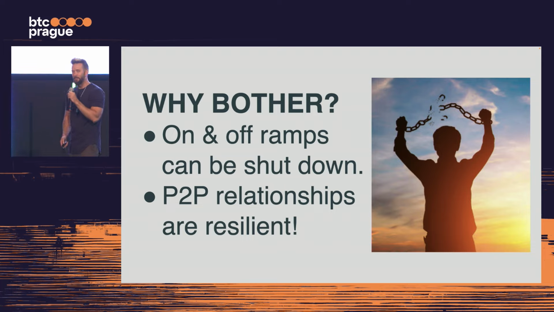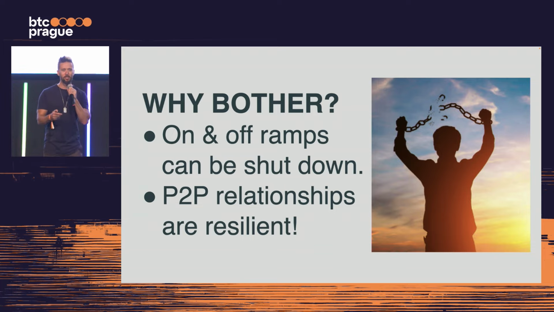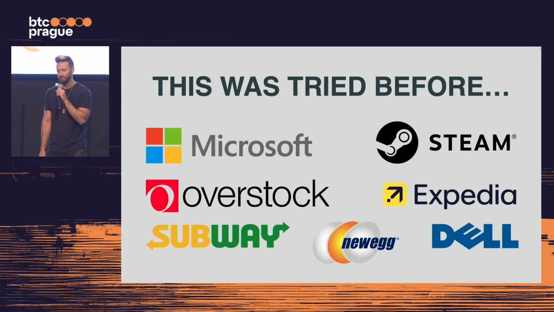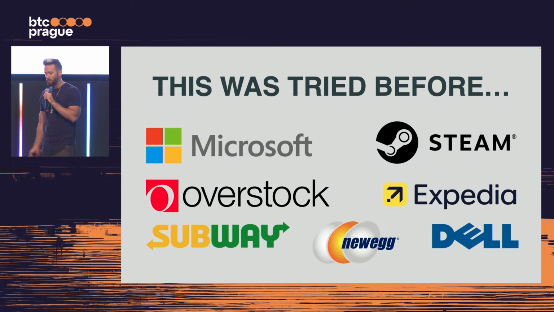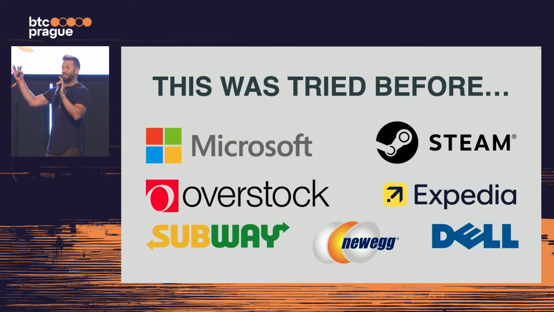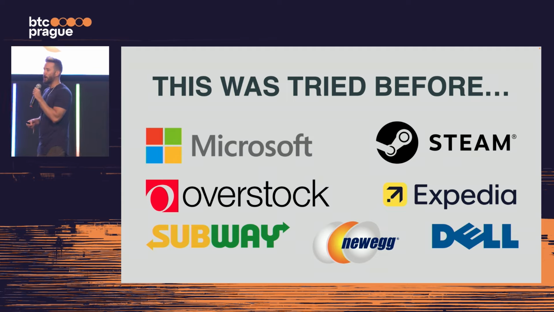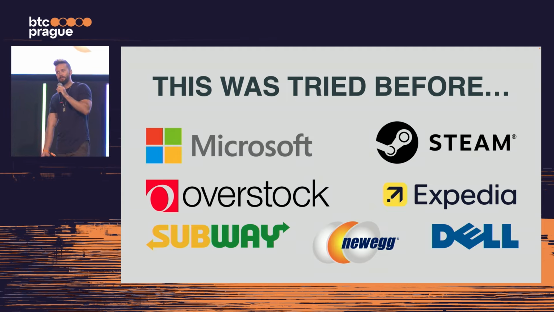Now, it's worth noting that a huge push for merchant adoption was tried before. Back in 2015, 2016, there was this big push: oh, we've got to get every big company to accept Bitcoin. Microsoft, Steam, Overstock, Expedia, Subway, Newegg, Dell. Everybody's accepting Bitcoin, wonderful. Or was it? Unfortunately, a number of these companies later on just dropped it. So what's the difference between now versus then?